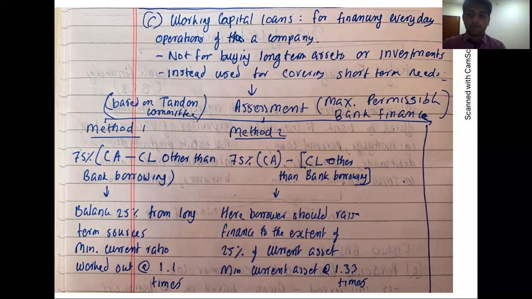How will we compute the requirement of working capital? There are three methods of assessment based on the Tandon Committee, called method one, method two, and method three. First, we need to understand what we are funding. We will be funding the working capital gap. What is this working capital gap?